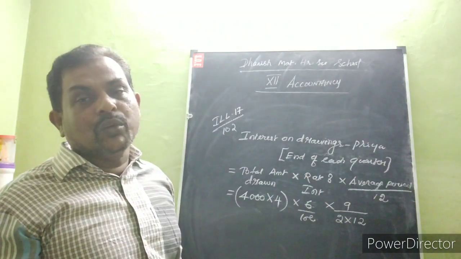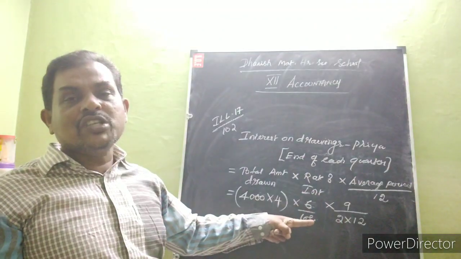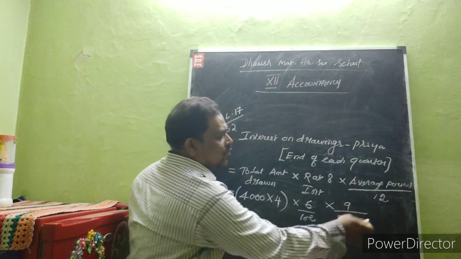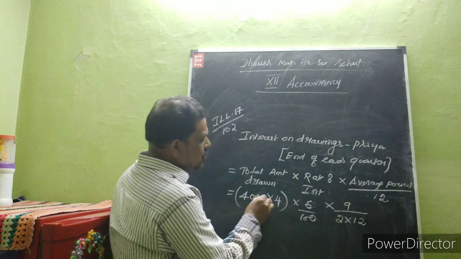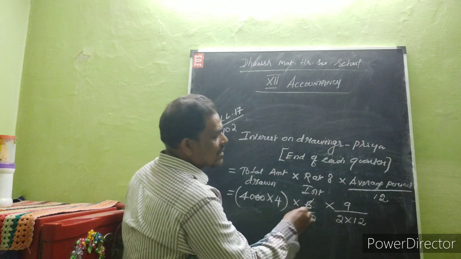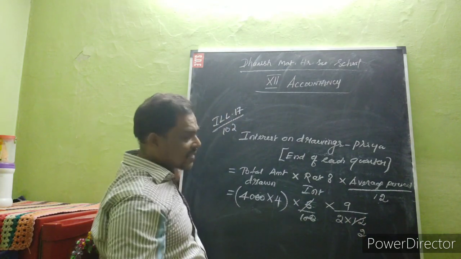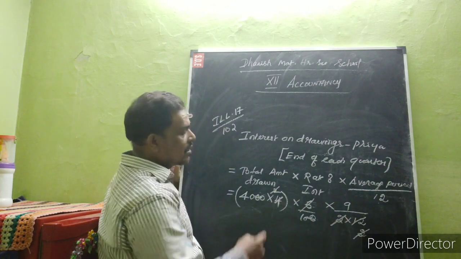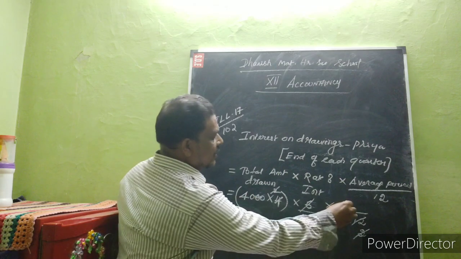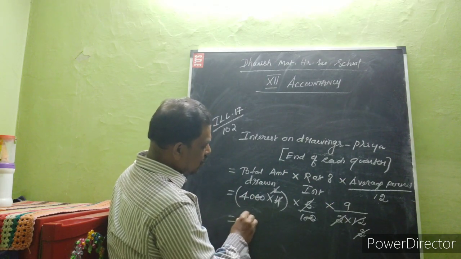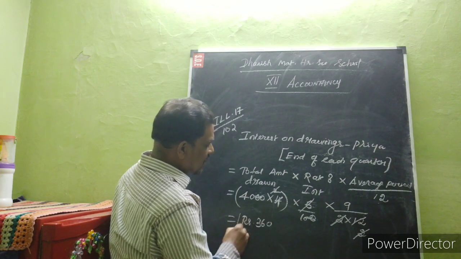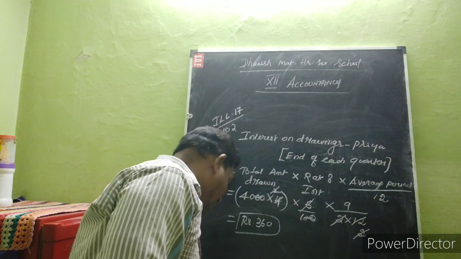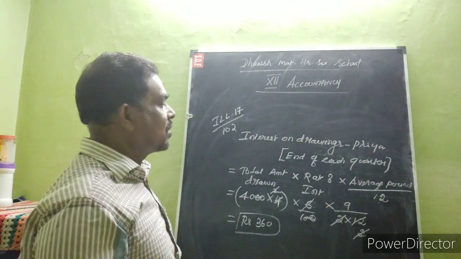Better you use 9 by 2, because for easy calculation, instead of the decimal you can put the fraction. 9 by 2 is nothing but 4.5 only. Already 112 is there. Listen here. So this 20 will be cancelled. 6 ones are 6, 6 twos are 12. Now, 2 ones are 2, 2 twos are 4. This 2 and this 2 will be cancelled. So the balance is 40 into 9. 4 nines are 36. So rupees 360 is the interest on drawings for Priya for the end of each quarter. She has to pay 360 rupees as interest on drawings.